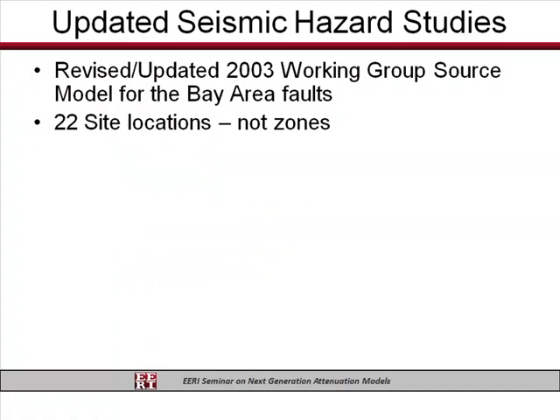Then finally, one other component of the update that was incorporated was, since the 2002 study was done, there was an update to the 2003 seismic source model for the Bay Area site region. And so that was incorporated into the probabilistic and deterministic analysis. And again, just to reiterate, we looked at 22 station locations and made the comparisons to zones, but we weren't eventually coming up with a zone spectrum.